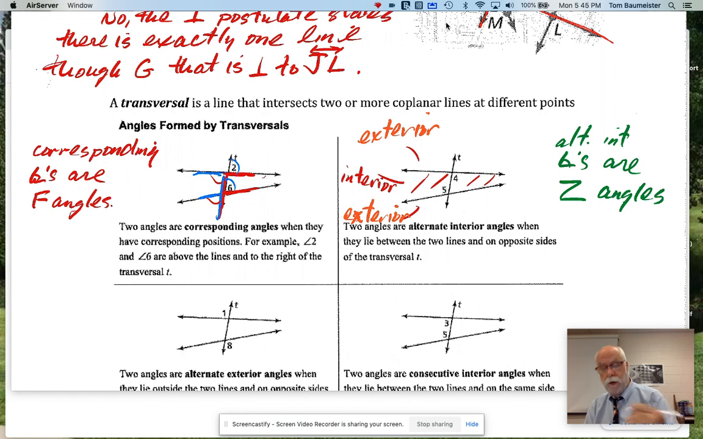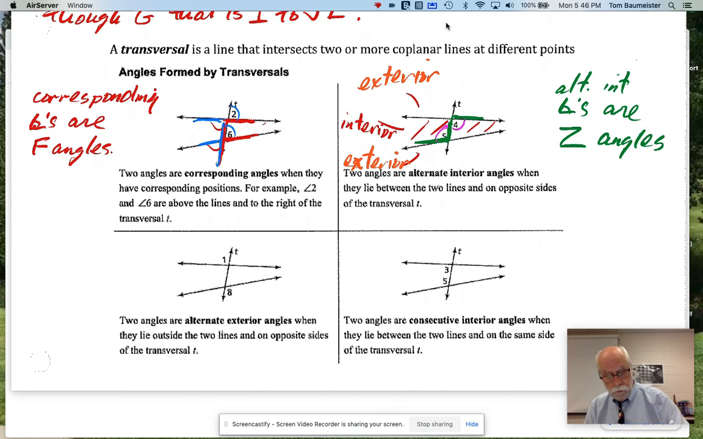All right, so again, look at what I'm saying here. I can draw a Z there. And if we look, they're alternate. And again, they're on the inside of the Z. We could say the same thing for alternate exterior angles.